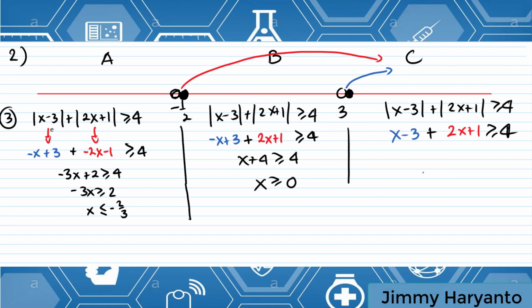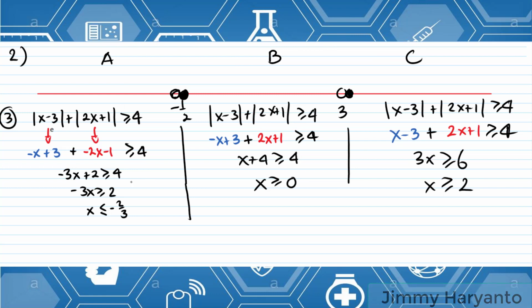After that, you have to solve this one. 3x greater than or equal to 4, and this is negative 2, 6. X greater than or equal to 2. Okay, finish finding the solution of each room. The next is we have to combine the solution with each room. The first one is x less than or equal to negative 2 over 3.